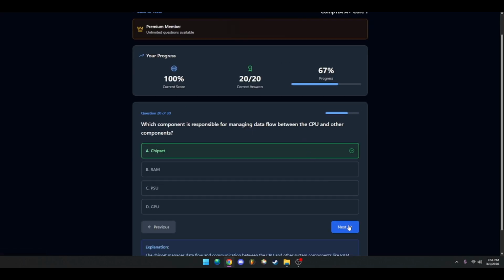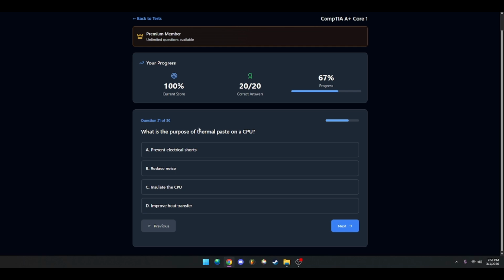Regardless, let's move on. Question number 21. What is the purpose of thermal paste on a CPU? Give you a second to think about it.